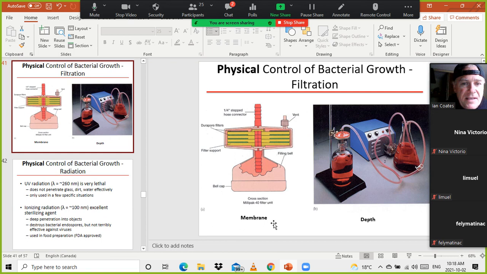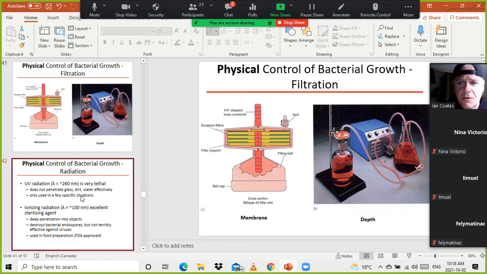Here we've got these ones here. Here's an idea of a membrane filter. Here's an idea of a depth filter. Okay, not too bad. I'm not going crazy into these because there are many different kinds, and I don't even think they're on the quiz.